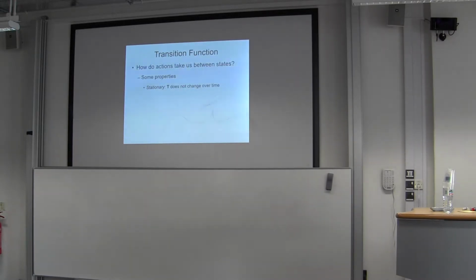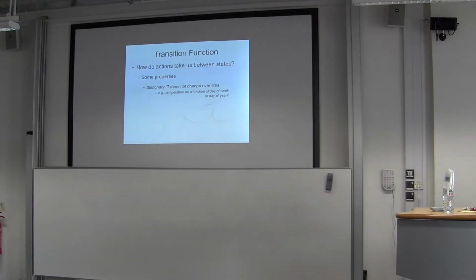So how do I actually move between states? There are different properties of transition functions, right? I'm in a state, I take an action, I get the next state. The most common assumption is that your transition is stationary. It does not change over time. So if you have a transition matrix, your transition probability is always fixed no matter what point in time you're at.